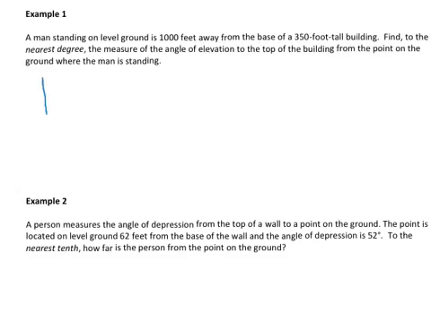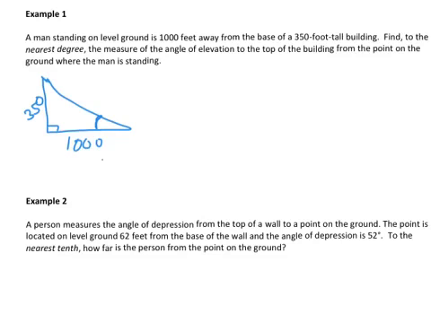I'm going to have my triangle, and the ground is going to be at right angles to the building. So the building is 350 feet tall, and the man is standing 1,000 feet away. Find, to the nearest degree, the measure of the angle of elevation, that's this angle down here, from the horizontal, it's always from the horizontal, to the top of the building. Okay, well, look at your diagram.